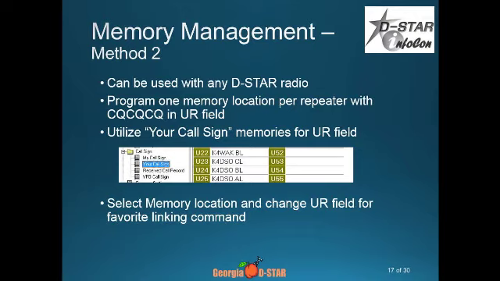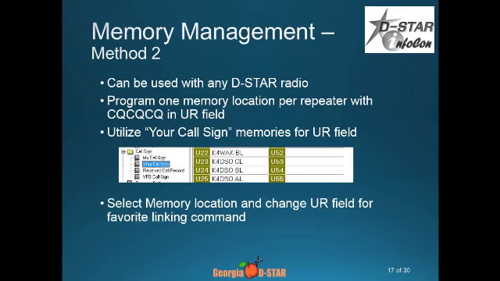And then depending on your radio, I think you'll hit menu, and then call sign, and then highlight under UR, and then rotate the knob, and you can select whichever one of those you want. That's going to be method two. That simplifies the number of memories that you will use, because you're going to have some favorites here that you go to all the time. You're going to have your favorite reflector, favorite repeater that you will want to use.